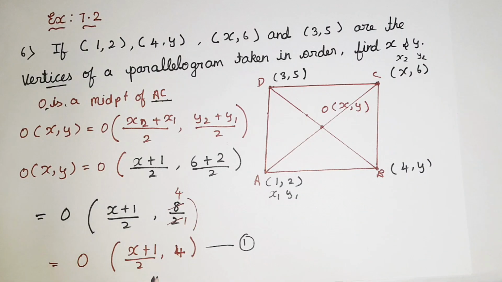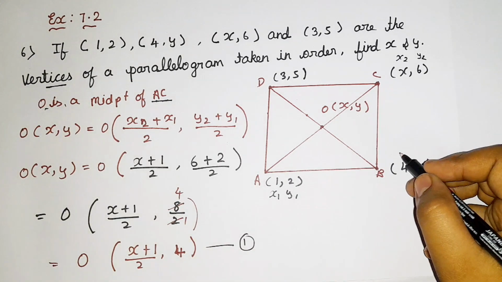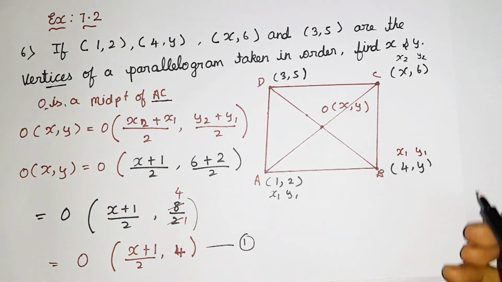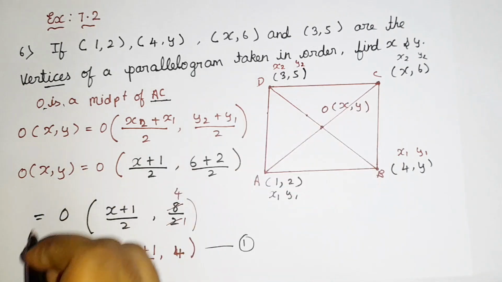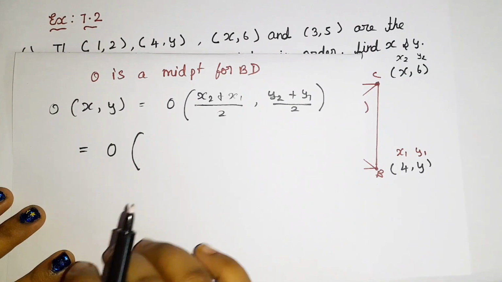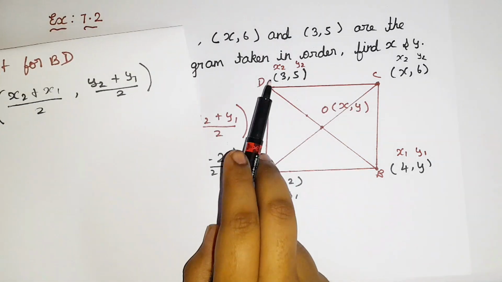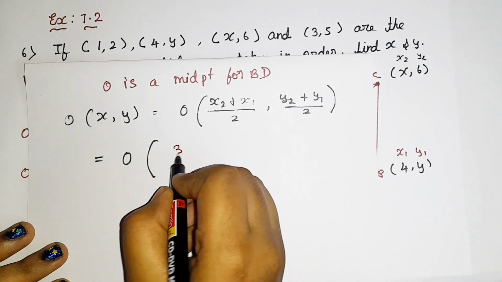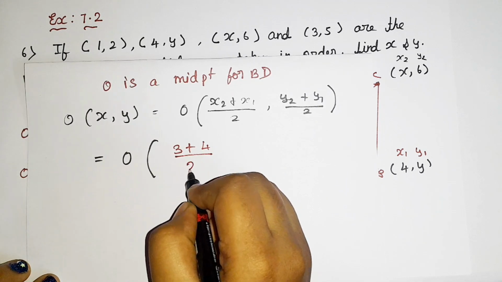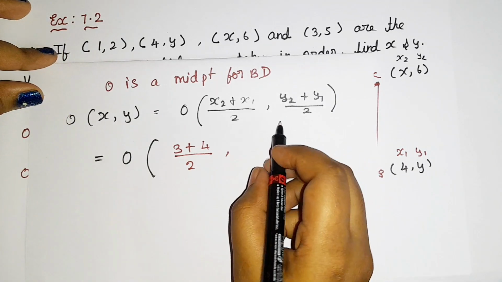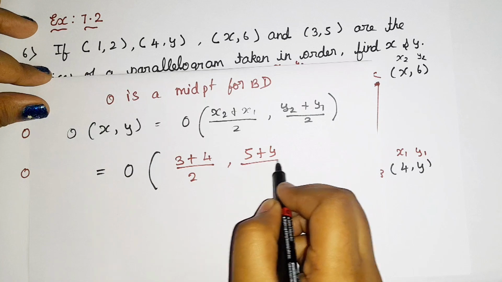Now let us take the x2 and x1 values for BD. Here we have B (4, y). I am going to take this as x1 and this one as y1, and for D I am going to take this as x2 and this one as y2. Now we can substitute right away. The x2 value is 3, so 3 plus the x1 value 4, divided by 2, comma, the y2 value 5 plus the y1 value y, divided by 2.